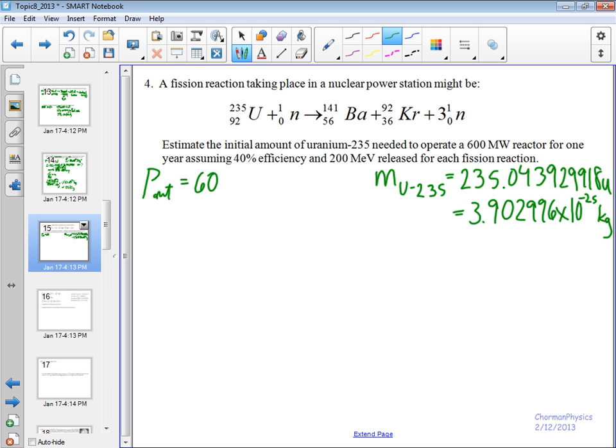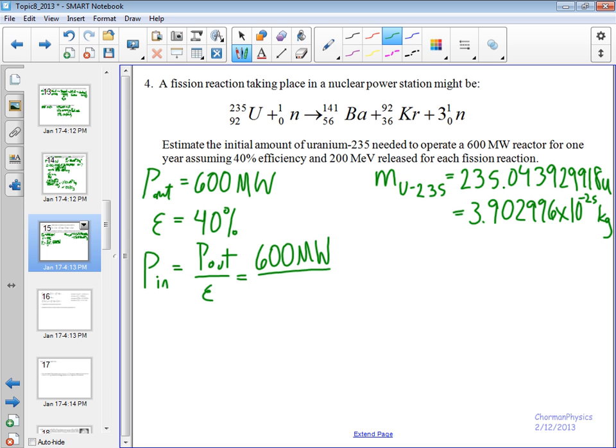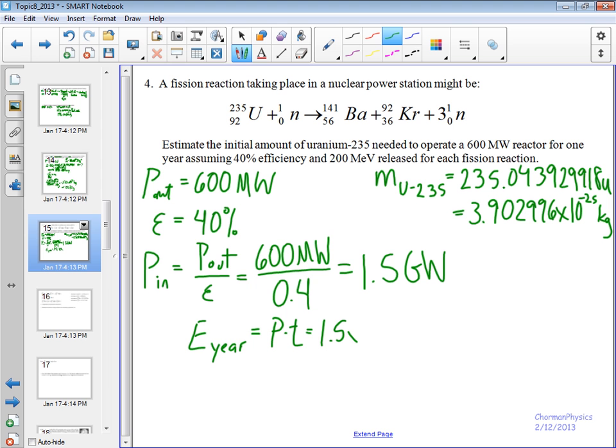All right, so the power output in this case is going to be 600 megawatts. Our efficiency is going to be 40%. The power input is going to be the output divided by the efficiency, so 0.4 since it's 40%. That means our total input from the fission reactions is going to be 1.5 gigawatts. The energy for a year, if the power plant is continually putting this in, is just power times time, exactly as it was in the previous problem.